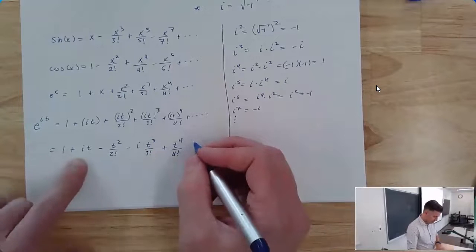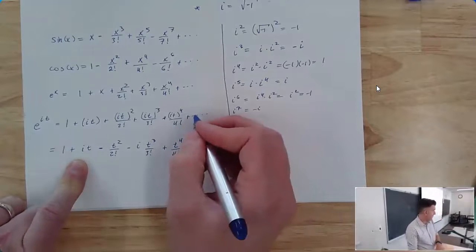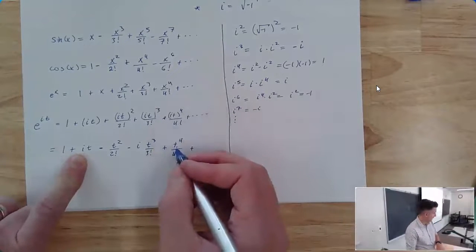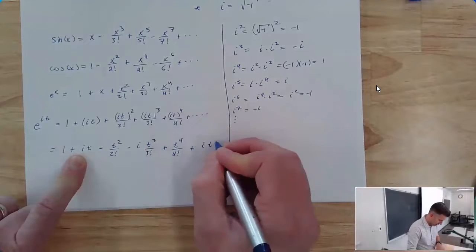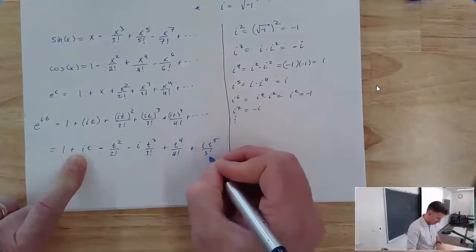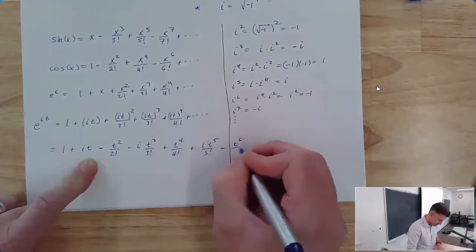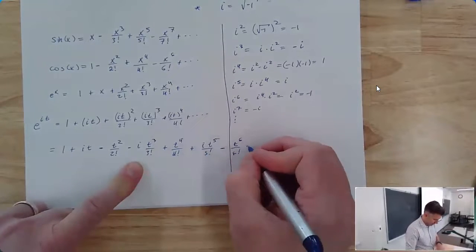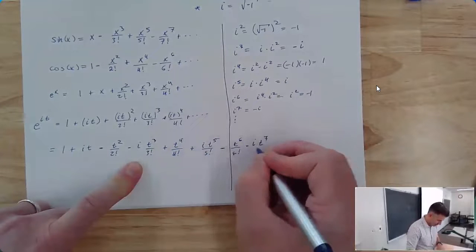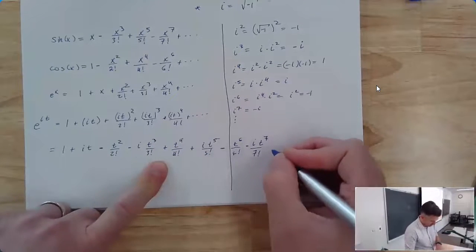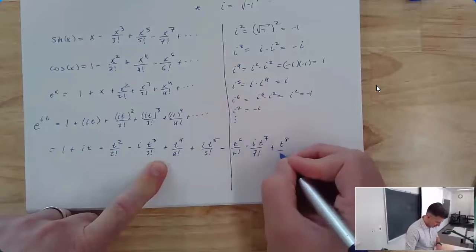The next term would be plus, this would be an I, right? Because I'm back to the beginning of the pattern. An I times t to the fifth over 5 factorial. The next term would be a minus t to the sixth over 6 factorial. The next term would be a minus I t to the seventh over 7 factorial. The next term would be a plus t to the eighth over 8 factorial.